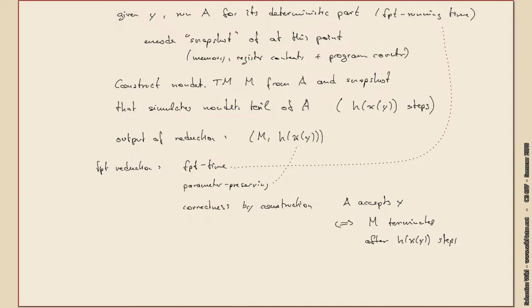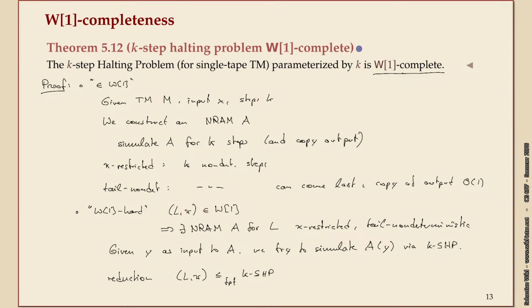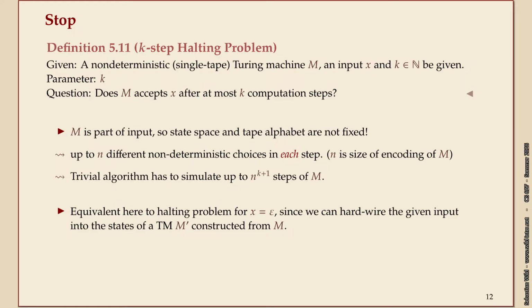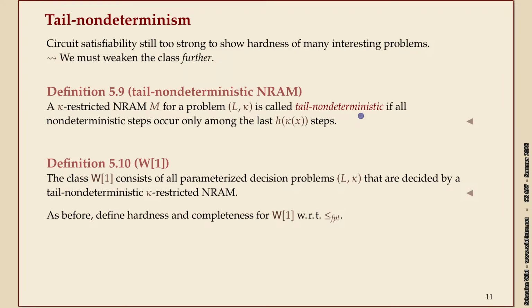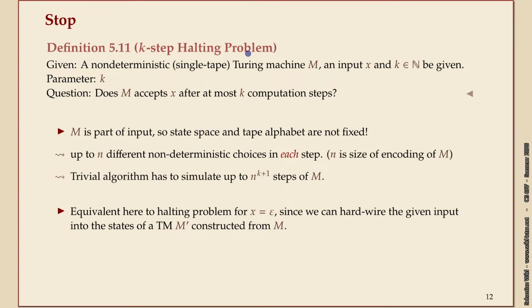Not too much time left for nice reductions. But let's zoom out a bit again. So we have the class W1. To remind you, it's the class where you have a tail non-deterministic kappa restricted NRAM that decides the problem. And we found there is indeed somewhat natural complete problem for the class, namely simulating now a standard Turing machine, a non-deterministic one, for a given number of steps, where the number of steps is the parameter.